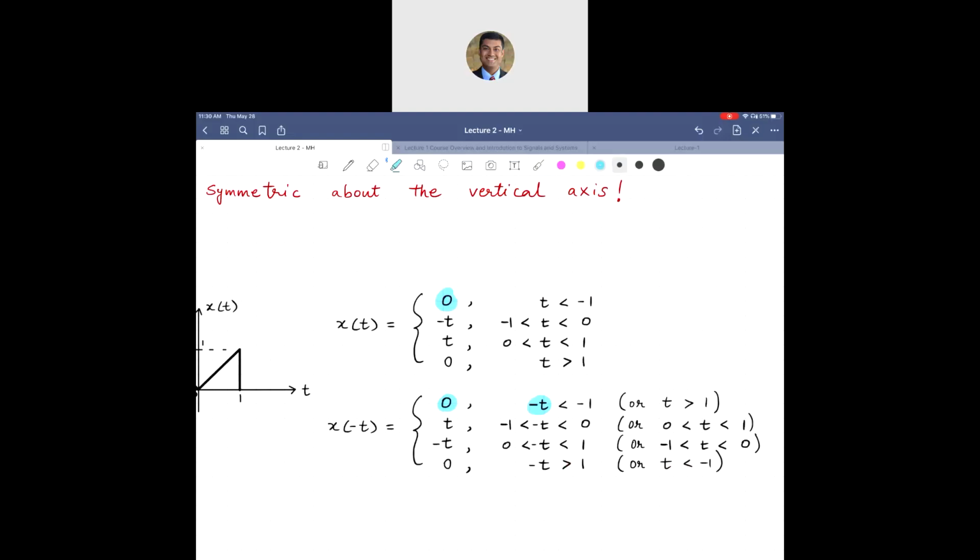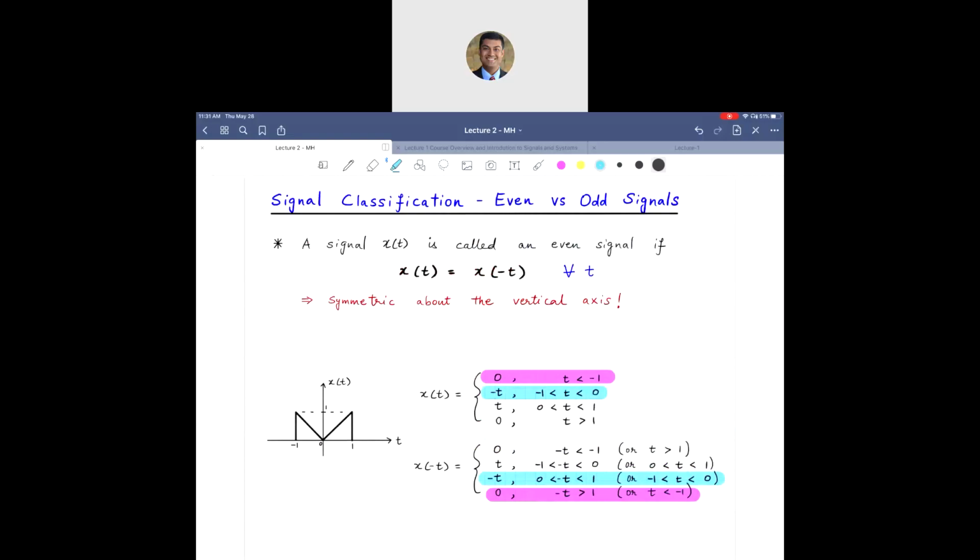Now try to match it up. So let me see. If you take a look at each one of those 4 pieces, you will realize that this is the same as that. This is the same as that, and so on. So all those 4 pieces of x of t match up exactly. So that's a bracket notation way to look at whether the signal is even or not. Symmetrical about vertical axis is one quick way to identify it.